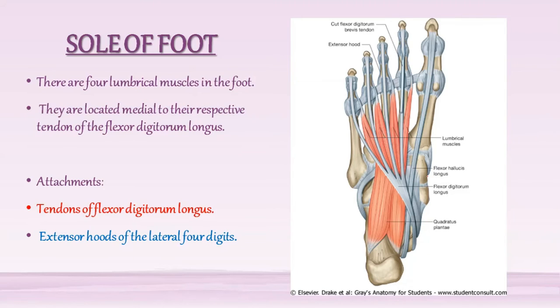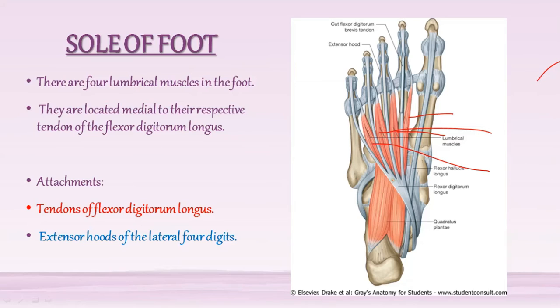The second muscle of this group are the lumbricals. There are 4 lumbrical muscles in the foot. 1, 2, 3, 4. They are located medial to their respective tendon of the flexor digitorum longus. Simply, you have to remember that there are 4 lumbricals. All these 4 lumbricals arise from the tendon of the flexor digitorum longus.